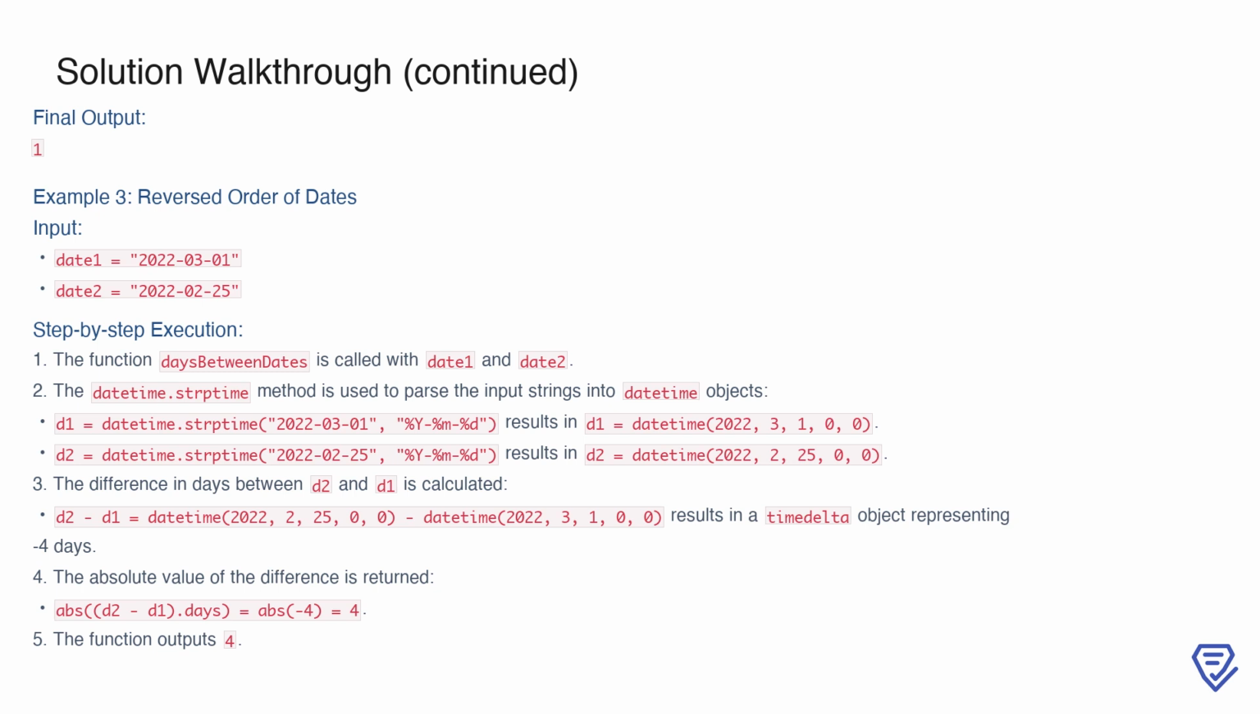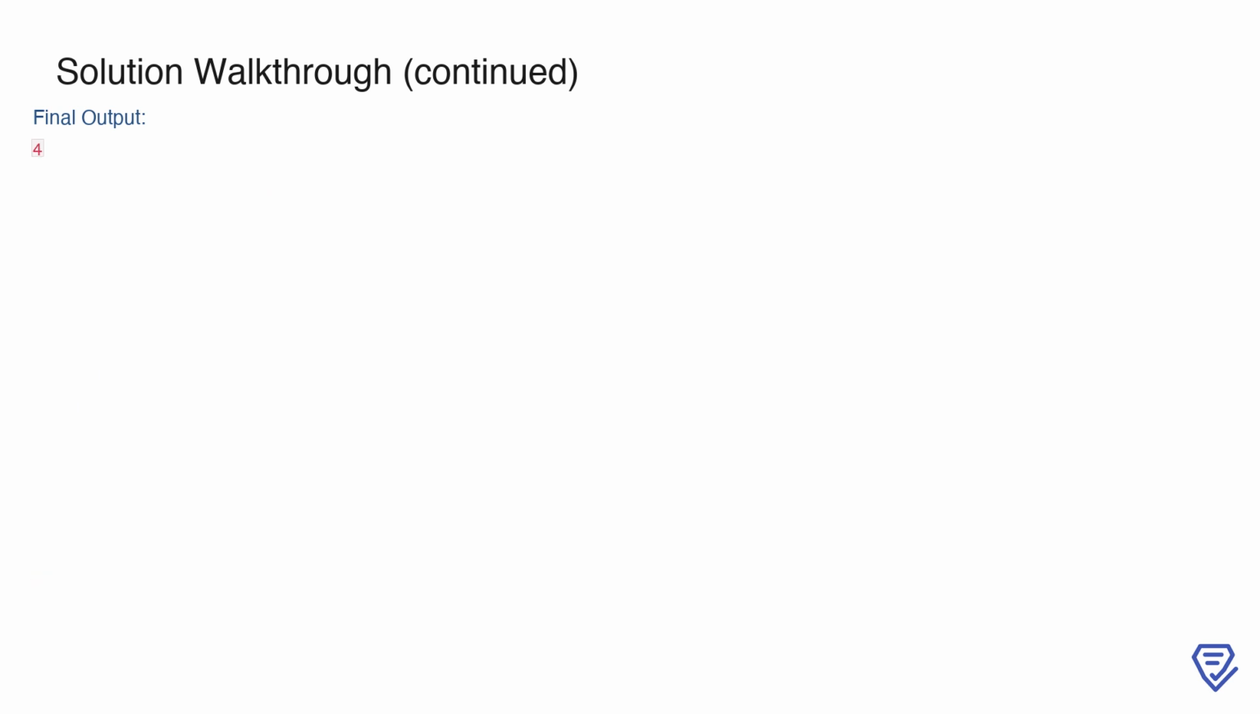To ensure the result is always positive, we take the absolute value of this difference, which gives us 4 days. The function then returns this value, indicating that there are 4 days between the two dates, regardless of their order. The final output for this example is 4. This demonstrates that the function correctly handles cases where the dates are provided in reverse order by always returning the absolute number of days between the two dates.